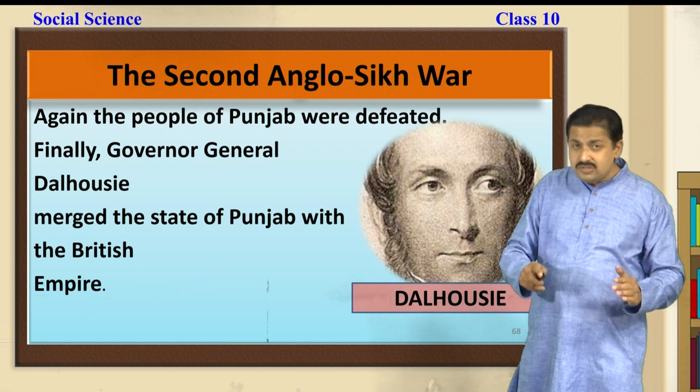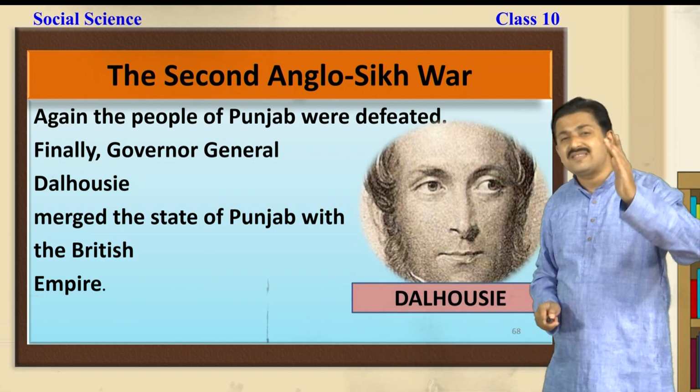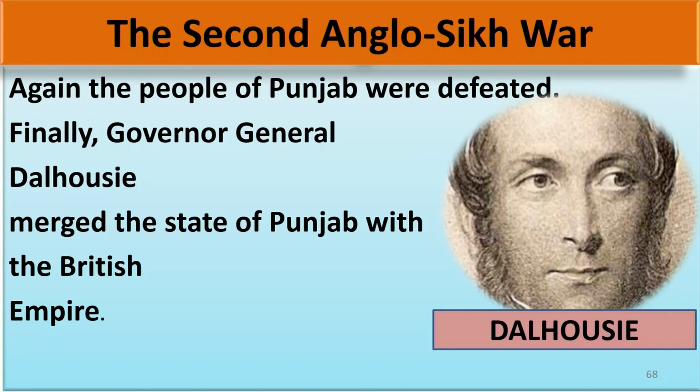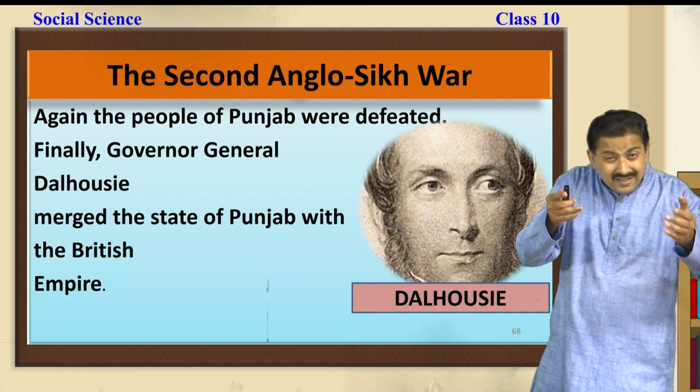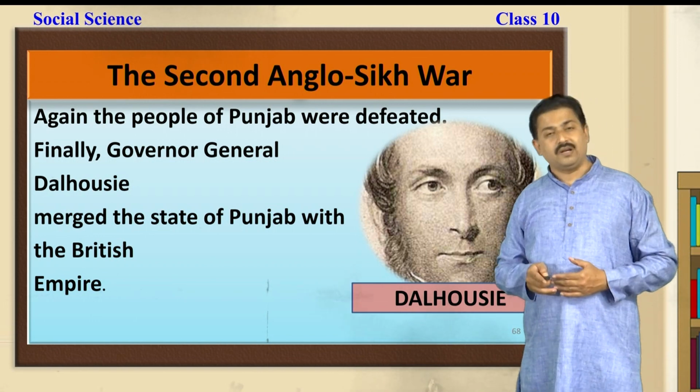The people of Punjab were again defeated in the Second Anglo-Sikh War. Finally, Governor General Dalhousie merged the entire Sikh kingdom with the British Empire. With this, the Sikh kingdom completely came under the control of the British.